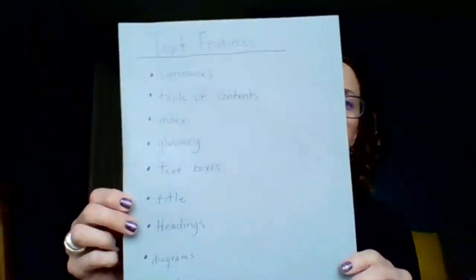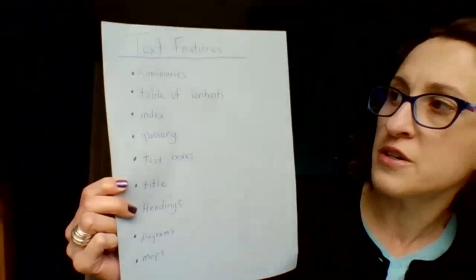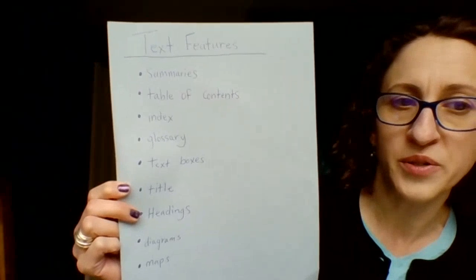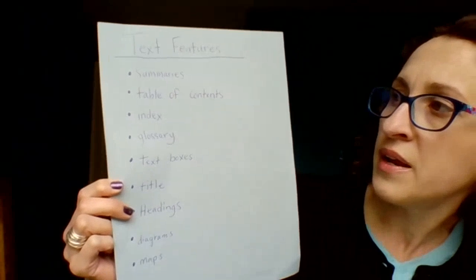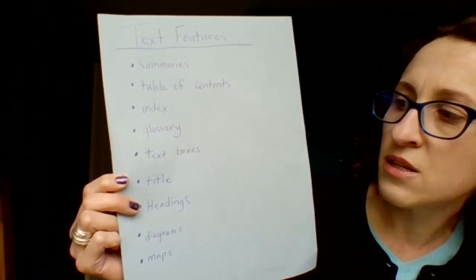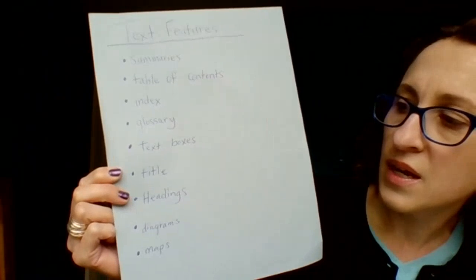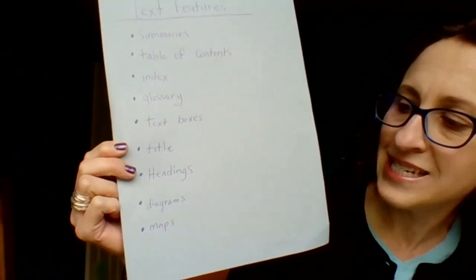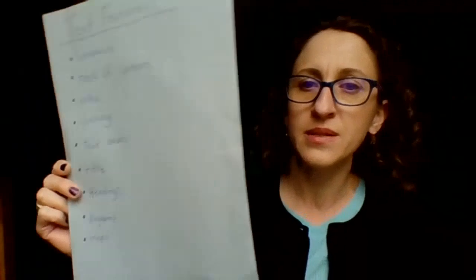Okay, so we've been reading some expository texts lately, and I just wanted to show the chart that we've been building just to remind you guys about all of the text features that you can find to use to learn a little bit more information in a nonfiction expository text. There's summaries, table of contents, index, glossary, text box, title, headings, diagrams, and maps. All right, we'll see some of those features in this next book that I have for you.